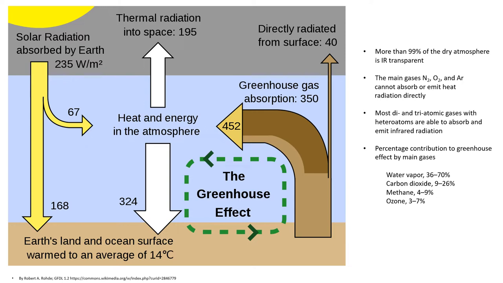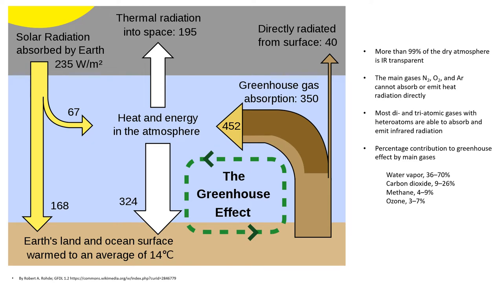but due to geometric effects and relative surfaces, this is limited from reaching the Earth's ground surface, which is 235 watts per square meter. More than 99% of the dry atmosphere is transparent to infrared radiation. The main gases present in the atmosphere, such as nitrogen, oxygen, and argon, cannot absorb or emit heat radiation. On the other hand, most of the di-, tri-, and multi-atomic gases with heteroatoms efficiently absorb heat radiation.